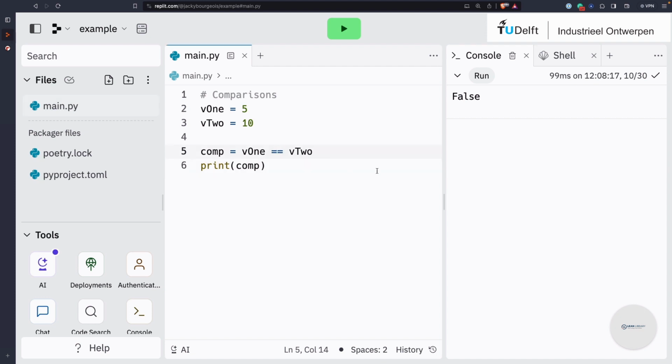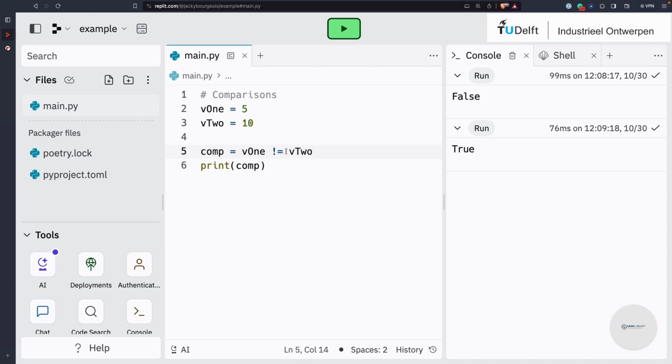So what would be the opposite of equal? Not equal. In normal maths on paper, that's the equal sign with a line through it. You can't really do that on a keyboard, so it's an exclamation mark followed by an equal sign instead. If we run that, we get true, because 5 is not equal to 10. You have to wrap your head around that slight double negative, but indeed, 5 is not equal to 10, so that comes out as true.